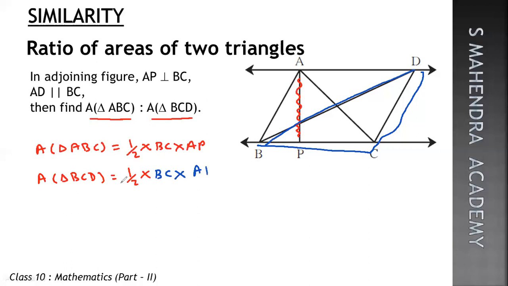So the ratio of the areas of both these triangles will be BC, BC, AP, AP, and the answer will be 1. So here the ratio of the area of triangle ABC to the area of triangle BCD will be 1.